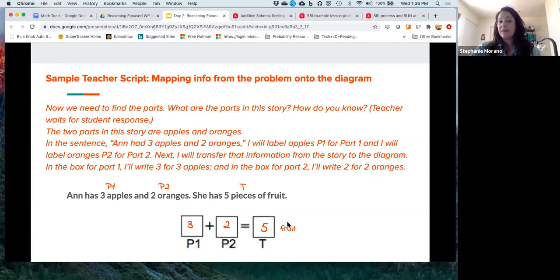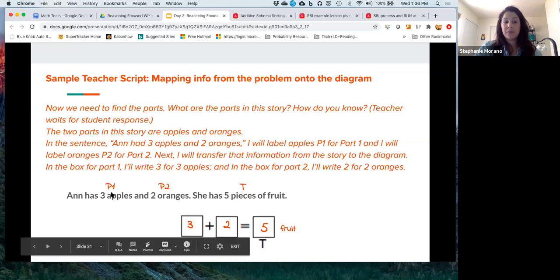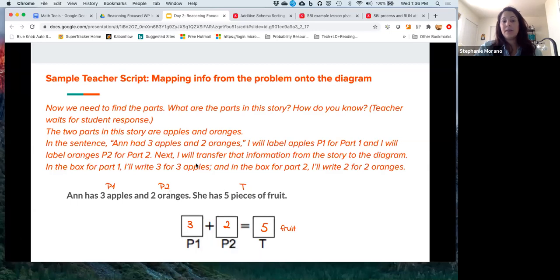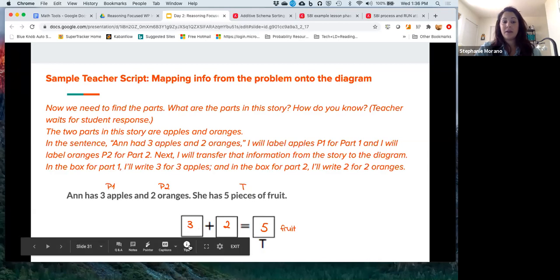Right now we need to find the parts. What are the parts in this story? There are 2 parts, apples and oranges. In the sentence, Anne had 3 apples and 2 oranges, I'm going to label apples with P1 for part 1, and I'll label oranges P2 for part 2. Next, I'll transfer that information from the story to the diagram. So in the box for part 1, I'll write 3 for 3 apples, and in the box for part 2, I'll write 2 for 2 oranges.